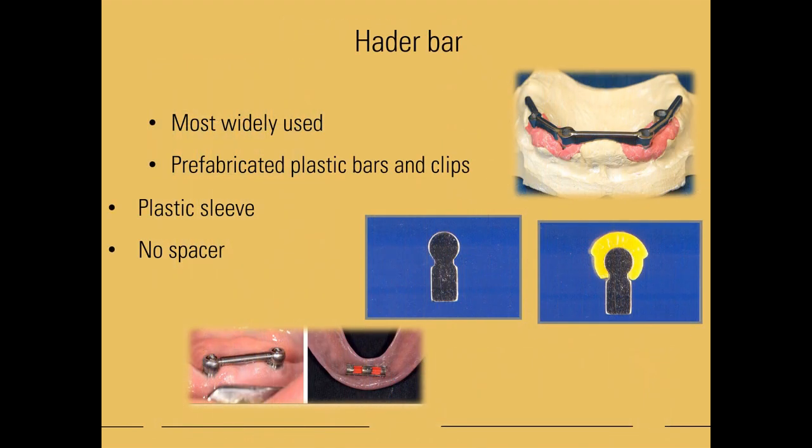Coming to the Hader bar system, which is the most widely used one. The Hader bar can be used as a retainer for tooth as well as implant supported prosthesis. This is available in prefabricated plastic patterns that can be adapted onto the master cast and then cast in the alloy of choice. Now it is the sleeve of this Hader bar system which makes it different from other systems. Here the sleeve is also made in plastic, whereas in other cases it is made of metal. So the plastic sleeve can be easily replaced chairside when its retention reduces. And also there is no spacer in the Hader bar system.